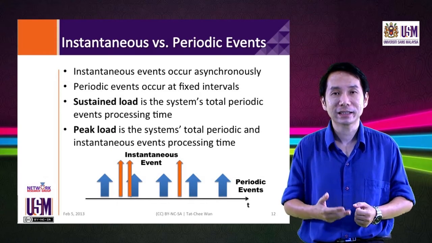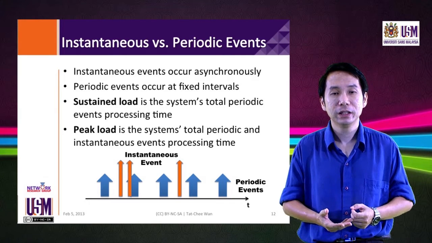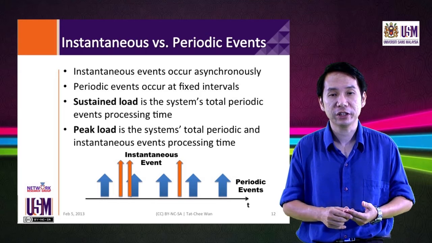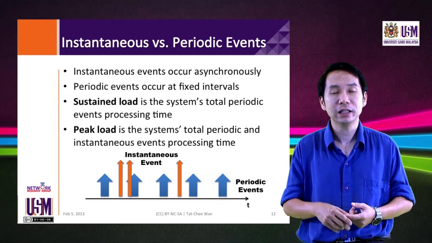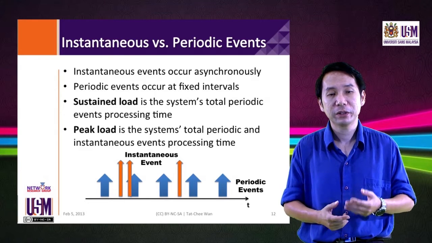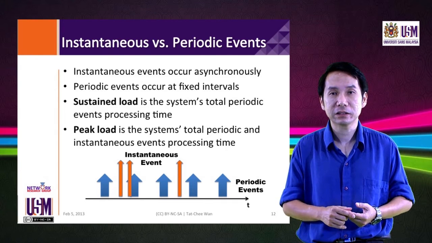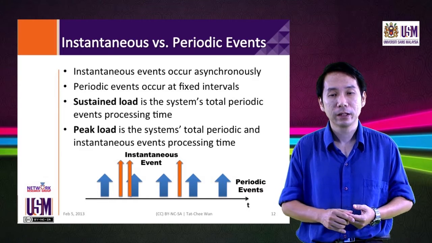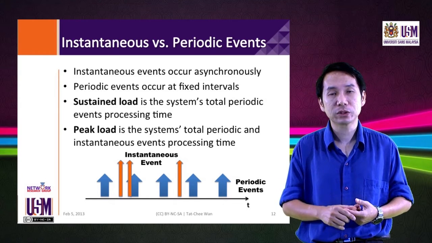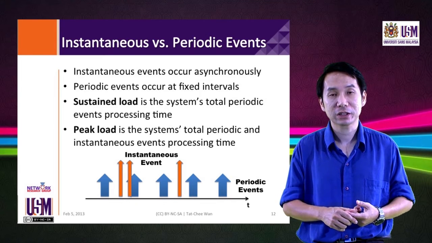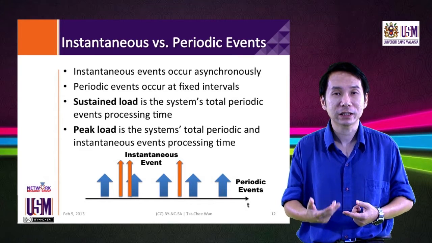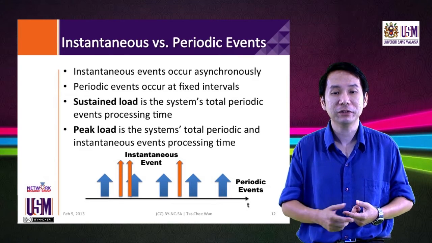Finally, we need to understand the type of events the system deals with. There are two types. First is called instantaneous, second is called periodic. Instantaneous events occur asynchronously, meaning that they can occur at any given time, whereas periodic events occur at fixed intervals, and are pretty much predefined for the system. So the sustained load is the system's total periodic event processing time, meaning that it will be busy for a given fraction of the time due to these periodic events.